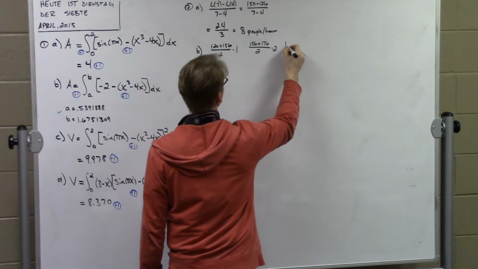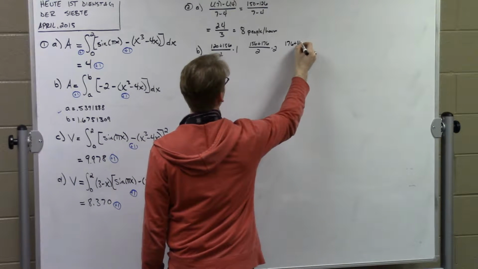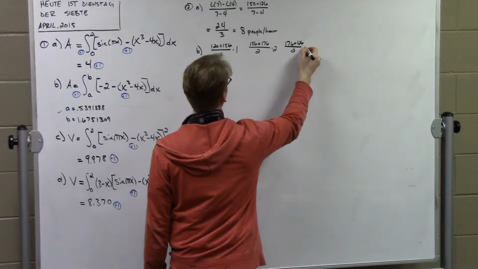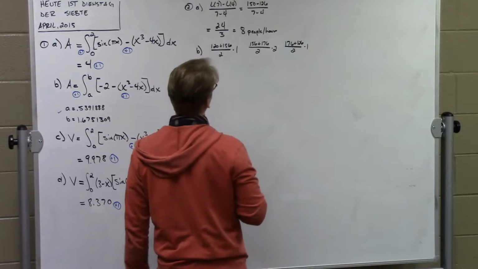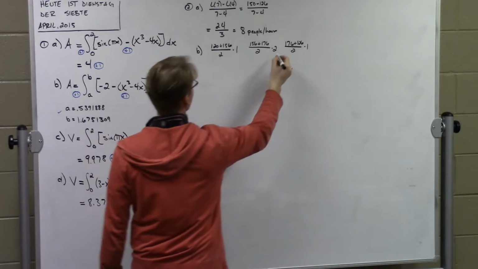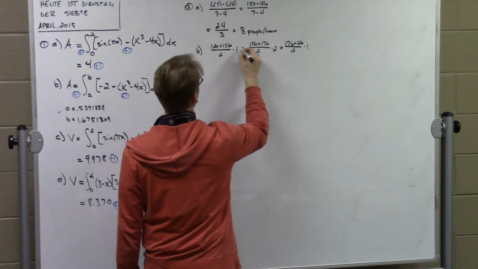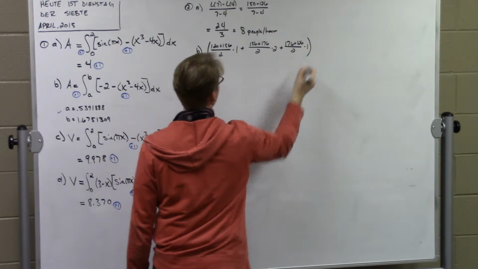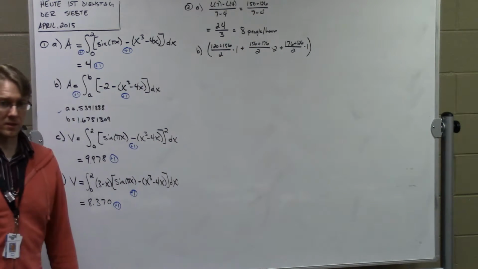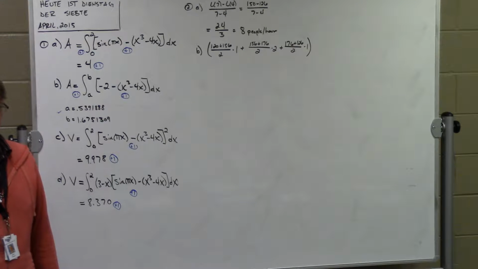26 plus 126 divided by 2 times 1. Okay, and add all those up together. Parentheses. Okay. Would you like to explain to everybody else, or just get the points on that? If that's right.